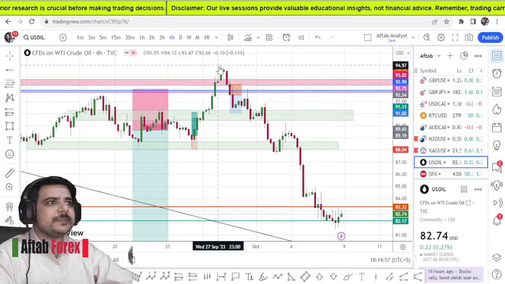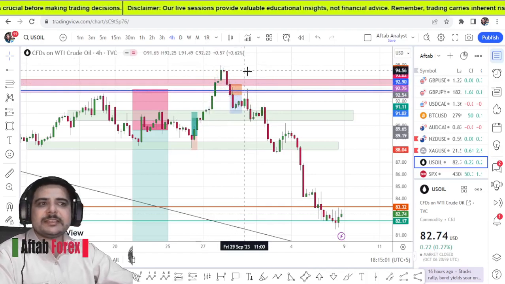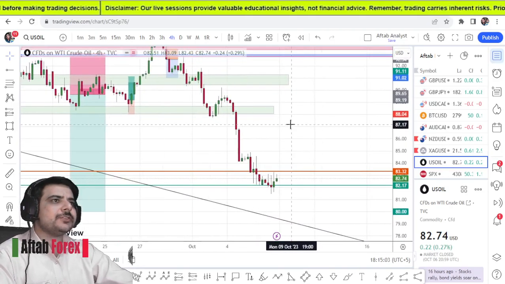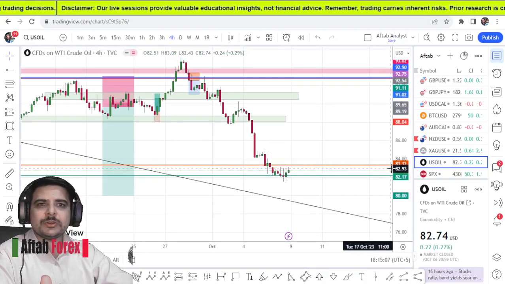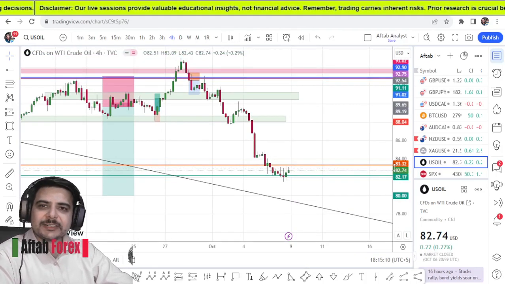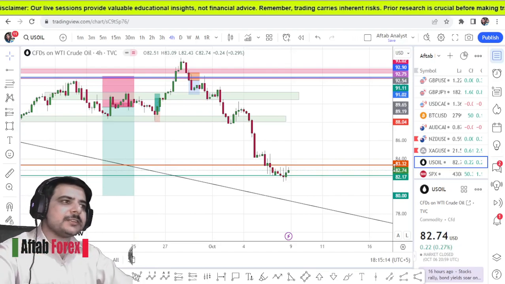It did not go up there. It couldn't even break this high, and see how beautiful a take profit we got from the market at 82. Did you trade it last week? I hope you did, because you will be in profit, and let me know in the comment section down below.